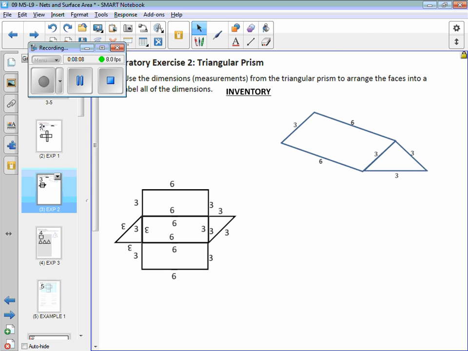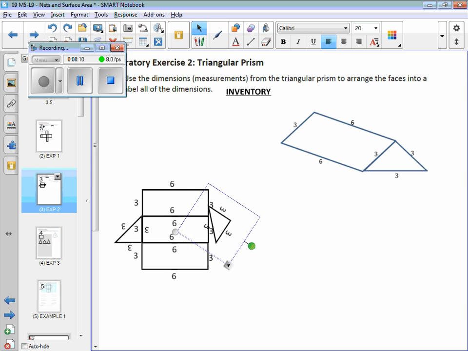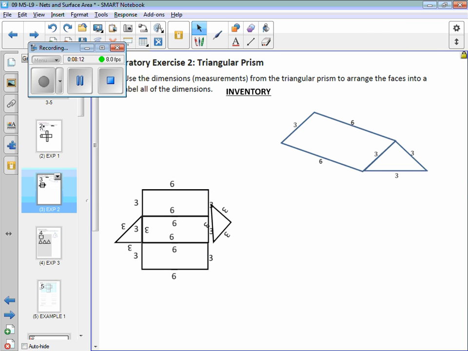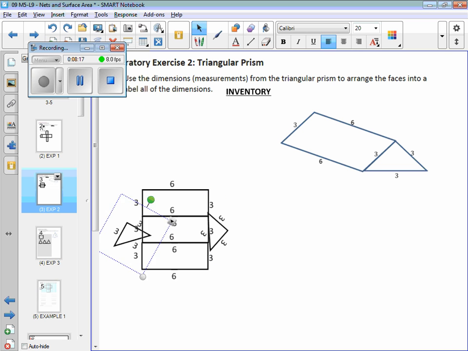Yeah, you know what? Let me do that. Here. Doesn't match up perfectly, but you get the gist. Size-wise, like that.